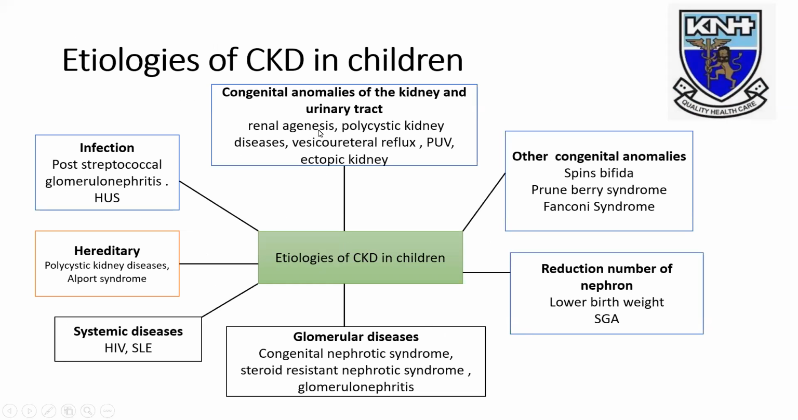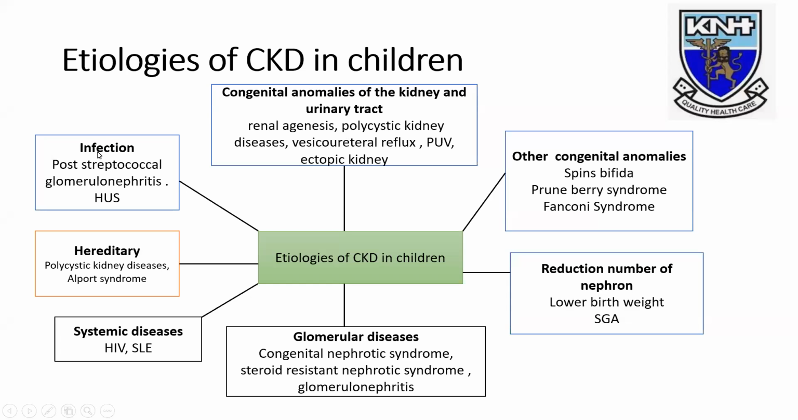The most commonly reported chronic kidney disease in children is the congenital anomaly of the kidney and urinary tract, called CAKUT. In this scenario, we can talk about renal agenesis, where you have absence of the kidneys, polycystic kidney disease, vesicoureteral reflux, posterior urethral valves, or ectopic kidneys. Those account for more than 45%, sometimes 60%, of chronic kidney disease in children.